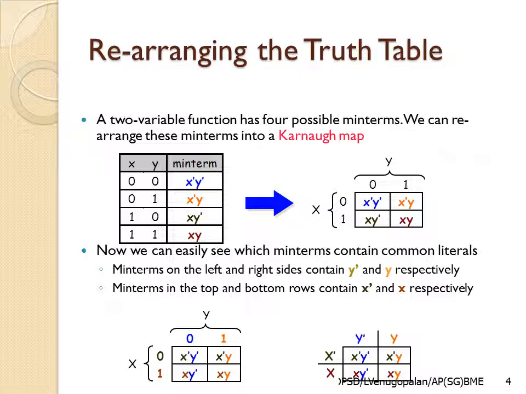Now, I have a map here where my rows signify the x values and the columns signify the y values, right? So both y and x can either have a 0 or a 1. In the first block, which is the blue one, when x is 0 and y is 0, I get x' y', which is my min term. When x is 0 and y is 1, I get x' y. Similarly, when x is 1 and y is 0, I get x y'. And when x is 1 and y is 1, I get x y.